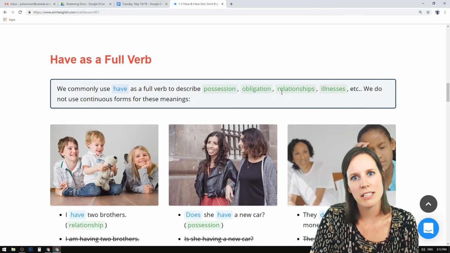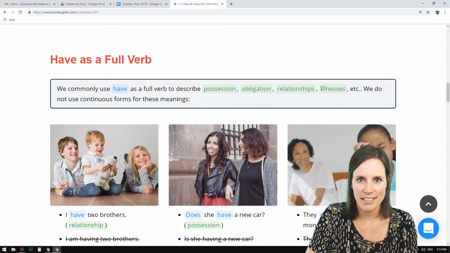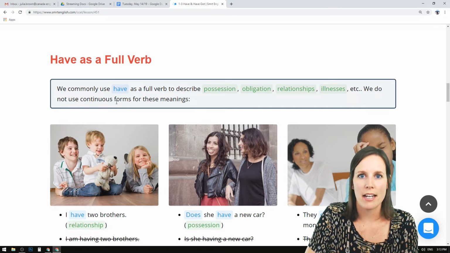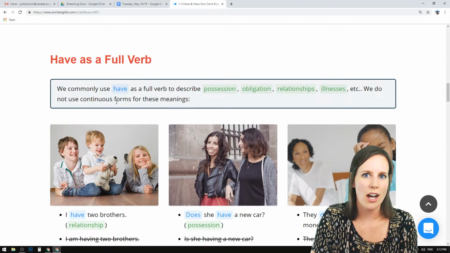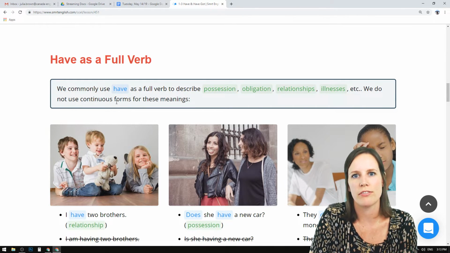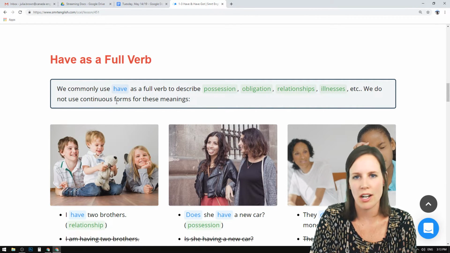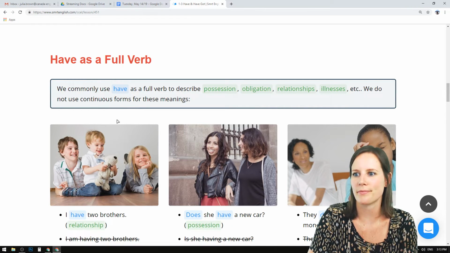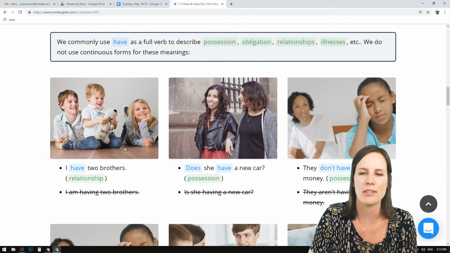Relationships and family, and illnesses, okay? So in these types of contexts, do not use the ing continuous form, having, okay? It's not an action, so we do not use the continuous form in these contexts. Let's look at our Smrt examples, and then we will do some more of our own.